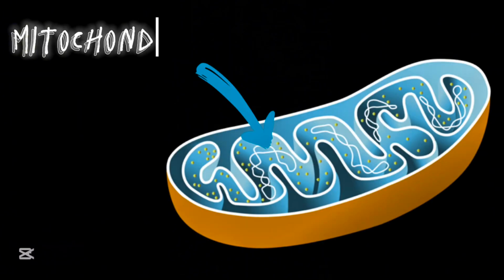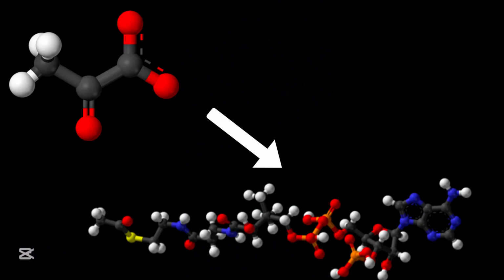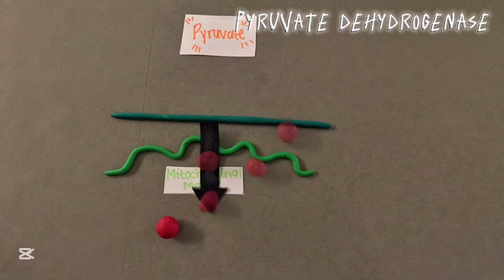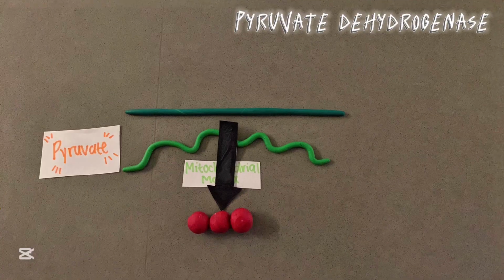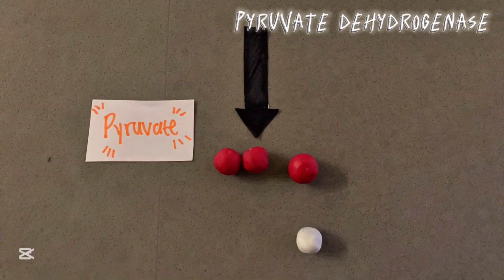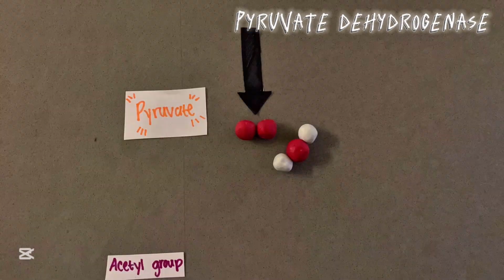Pyruvate oxidation occurs in the mitochondrial matrix. This process converts pyruvate into acetyl-CoA through the enzyme pyruvate dehydrogenase. Pyruvate is first transported into the mitochondria and then undergoes a decarboxylation reaction, where carbon is removed in the form of CO2. This forms an acetyl group, a 2-carbon molecule.